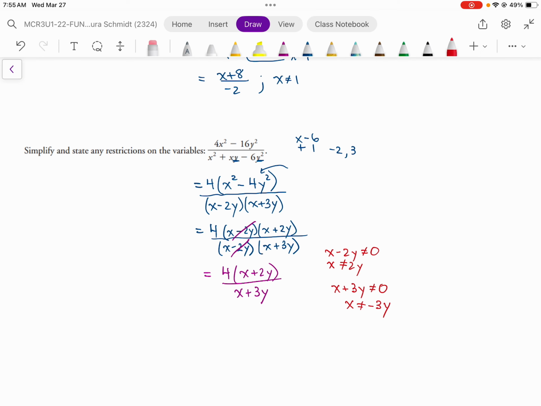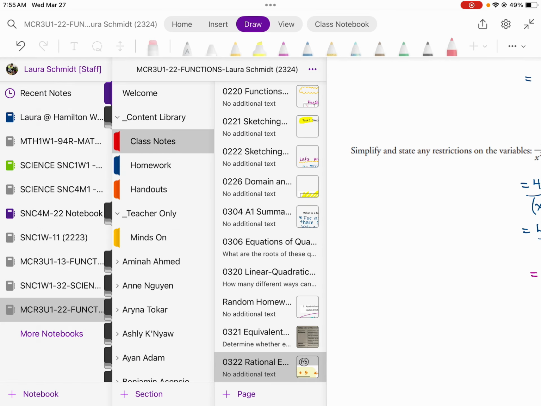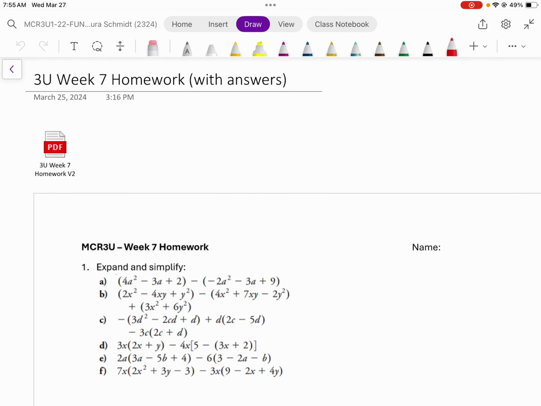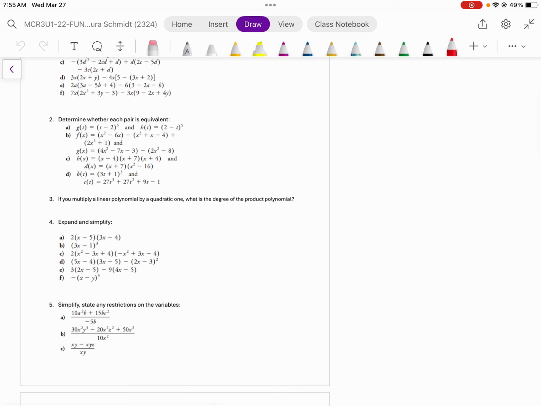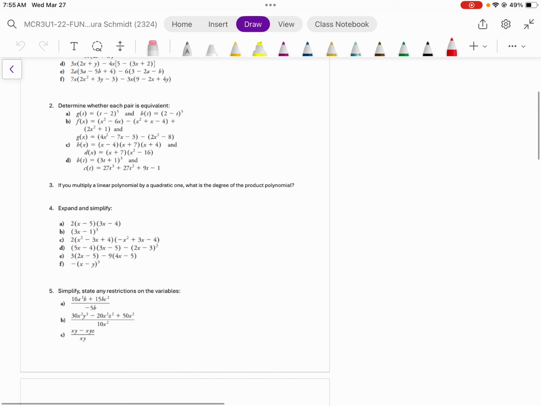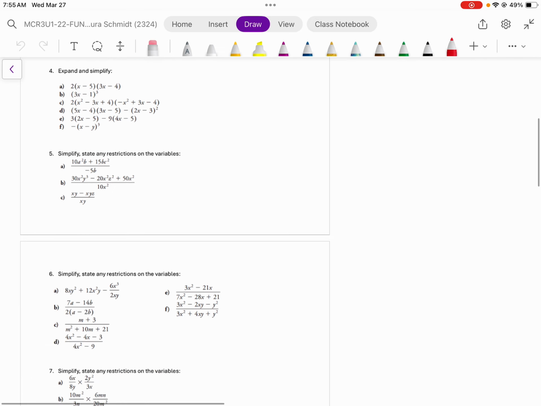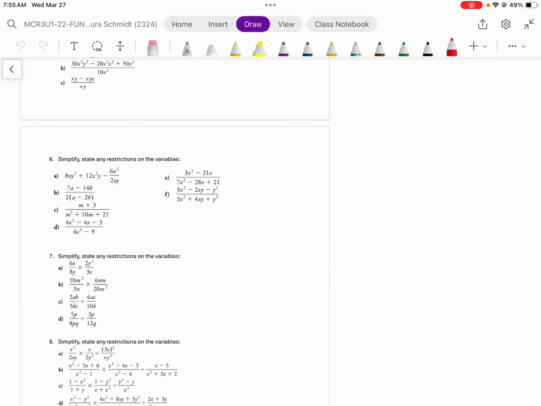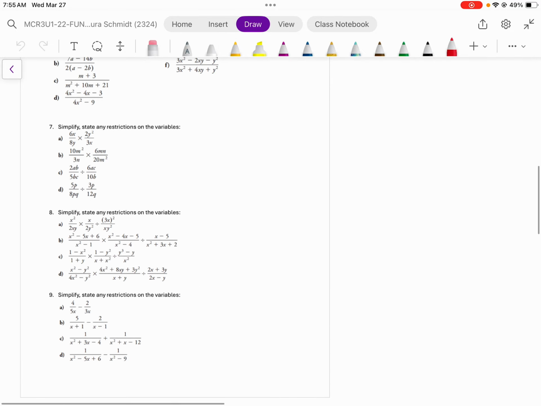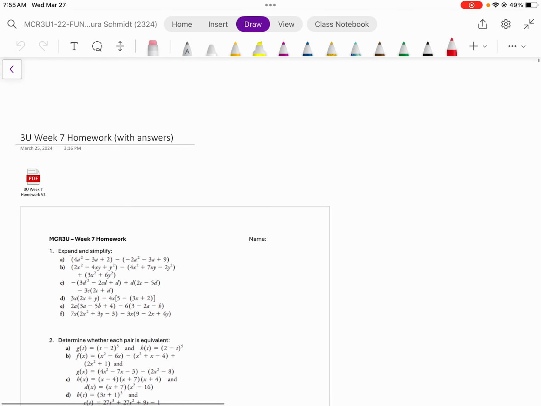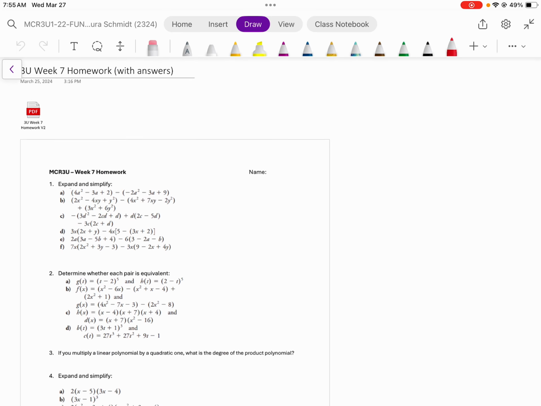So this whole unit is about simplifying by factoring and canceling. If you go to week 7 homework, you should be able to do question 1, question 2, because these are all polynomials. Question 3, question 4, and question 5 and 6. So you can do all the way to question 6, and then we will cover 7 and 8 tomorrow. Okay, awesome. Hope that wasn't too complicated.